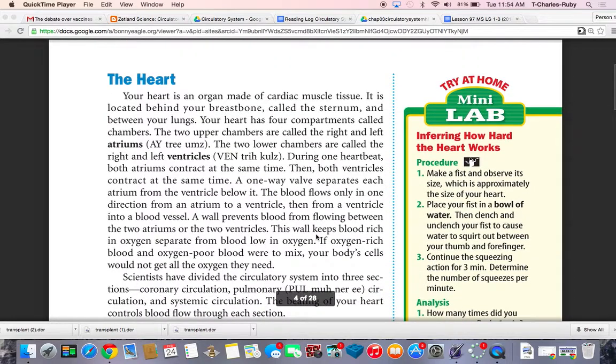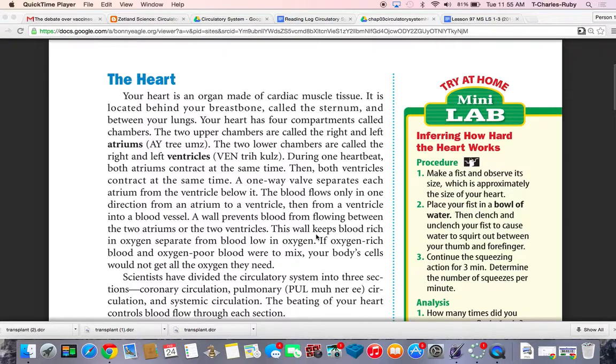The heart. Your heart is an organ made of cardiac muscle tissue. It is located behind your breastbone, called the sternum, and between your lungs. Your heart has 4 compartments called chambers. The 2 upper chambers are called the right and left atriums. The 2 lower chambers are called the right and left ventricles.